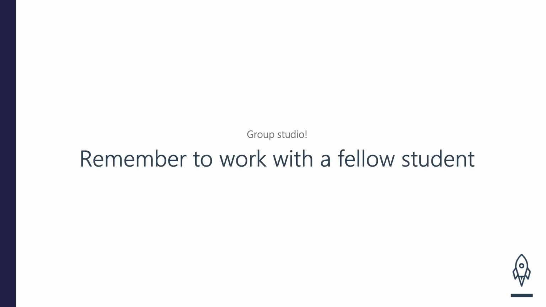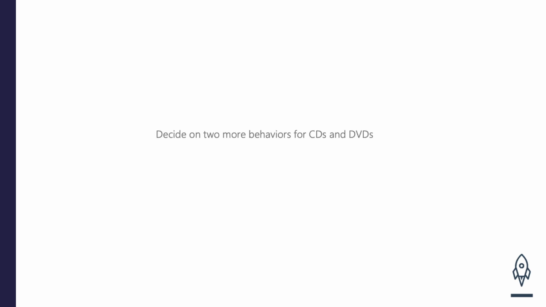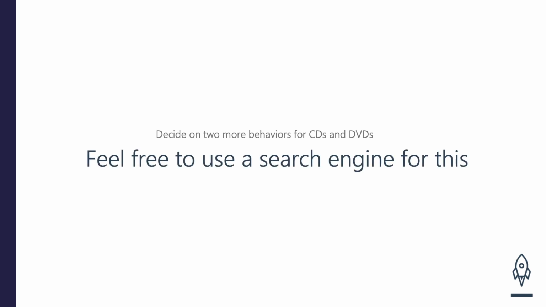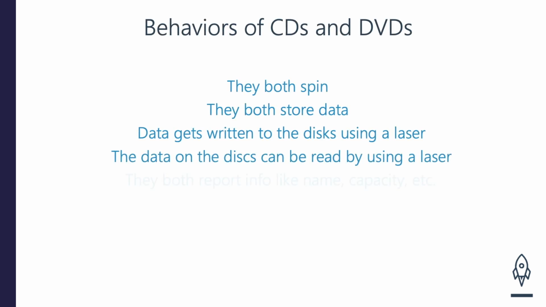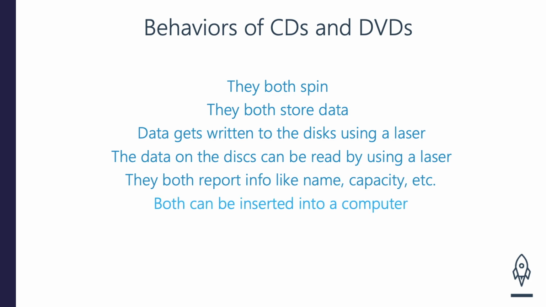Perfect, let's move on. Next, one thing to call out is that this is a group studio, so we're going to be working with a fellow student as we move through this. With that fellow student, we need to decide on two more behaviors to add to our list of behaviors that we see in the studio for CDs and DVDs. For this, feel free to use a search engine. Looking at those behaviors, they give us 5 initial ones, but then we have to come up with 2 more. The ones I'm going to be using as an example are both are inserted into a computer and both have a limited storage capacity. These are 2 more behaviors of CDs and DVDs that I can use. This is just my approach. However, remember, you can use whatever behaviors that you see fit.